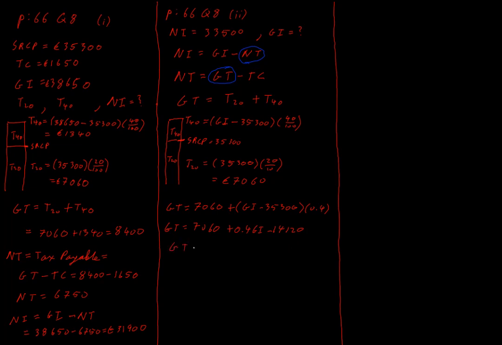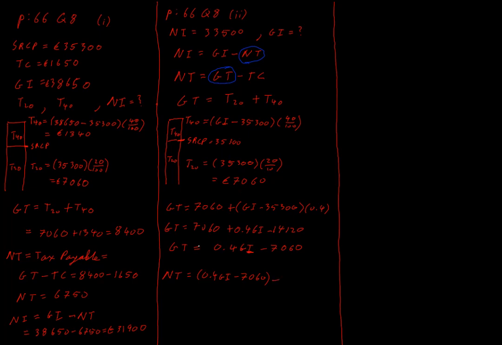So my gross tax is equal to 0.4 times my gross income minus 7,060. Subtract these two away from each other. So this is my gross tax. I now have my gross tax. I can use it to find out what my net tax is. So my net tax is equal to 0.4 times my gross income minus 7,060. My gross tax minus my tax credit.